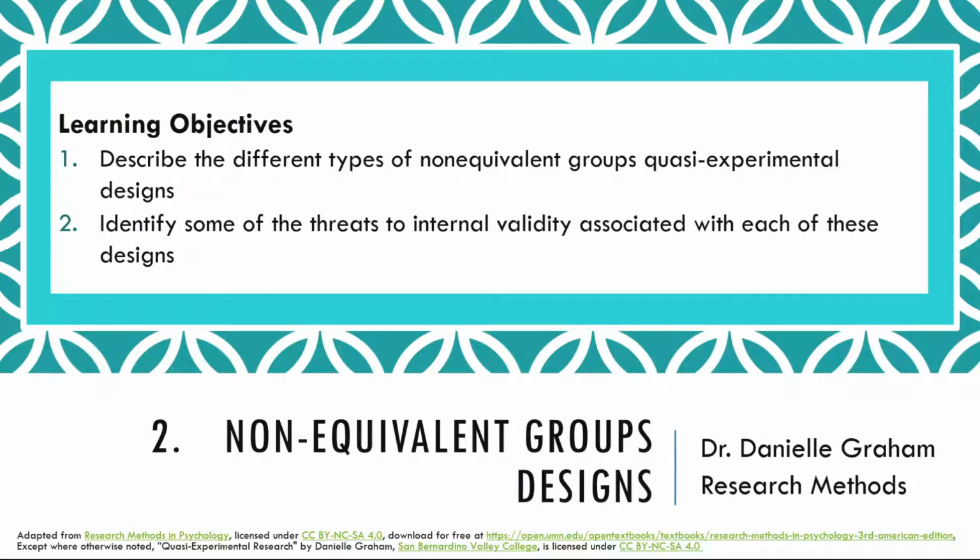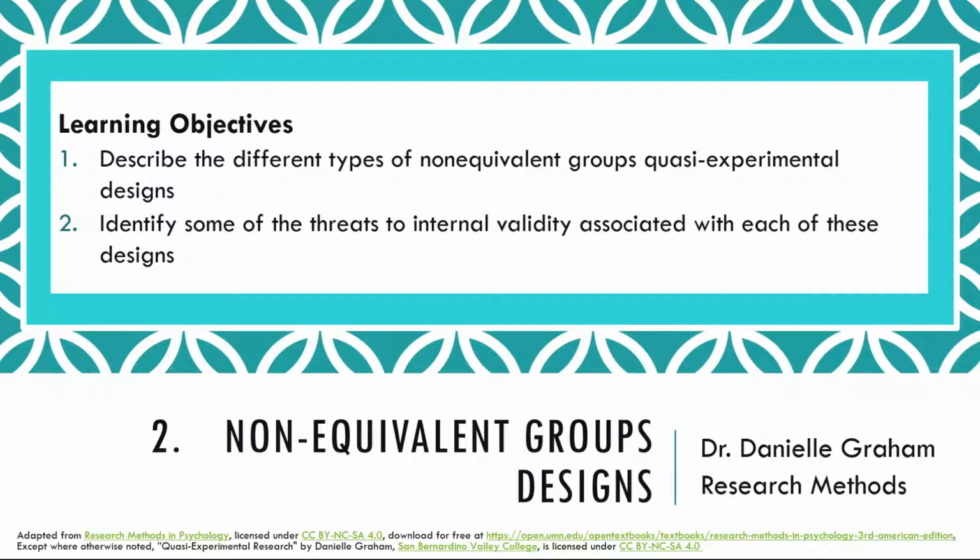Section 2, Non-Equivalent Groups Designs. The learning objectives for this section are: 1. Describe the different types of non-equivalent groups quasi-experimental designs. And 2. Identify some of the threats to internal validity associated with each of these designs.